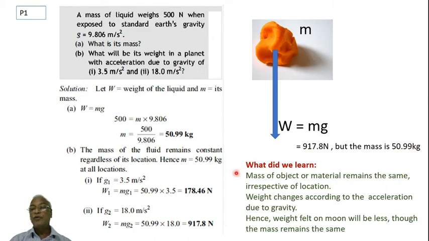So from this problem, what did we learn? The mass of an object or a material or liquid, whatever it is, remains the same irrespective of its location, meaning whether it is on the Earth, on the moon, or anywhere else. As long as acceleration due to gravity is there, weight acts, but mass remains the same. Now weight changes according to the acceleration due to gravity, hence weight felt on the moon will be less, though the mass remains the same. Okay, to the next problem.